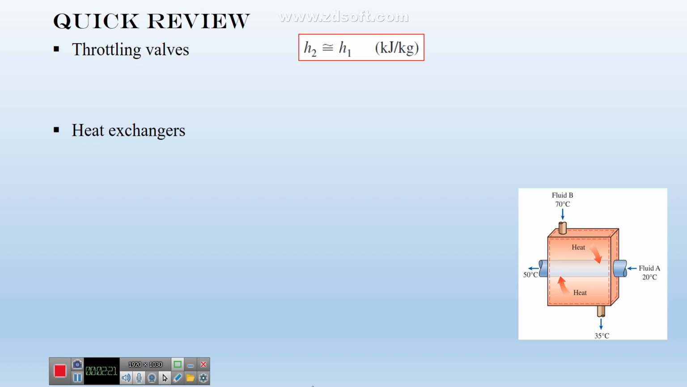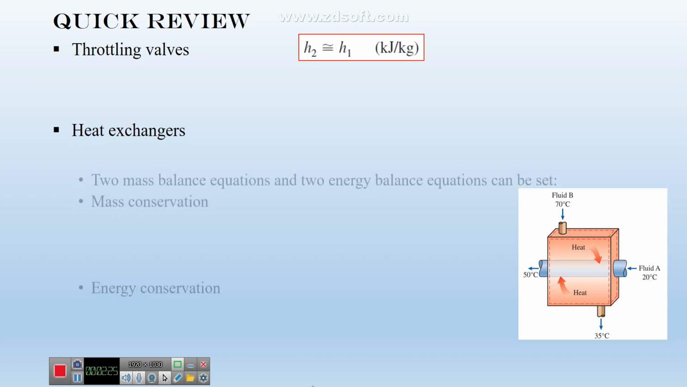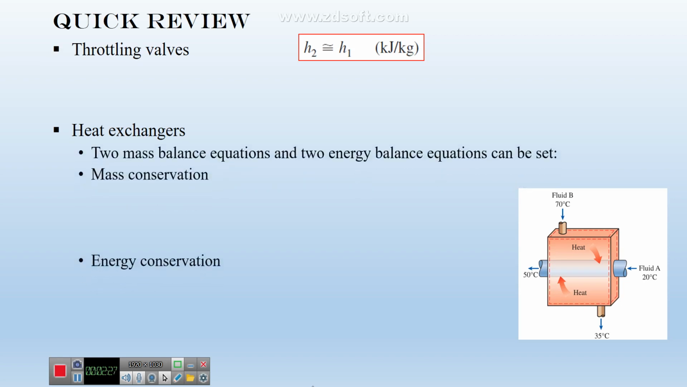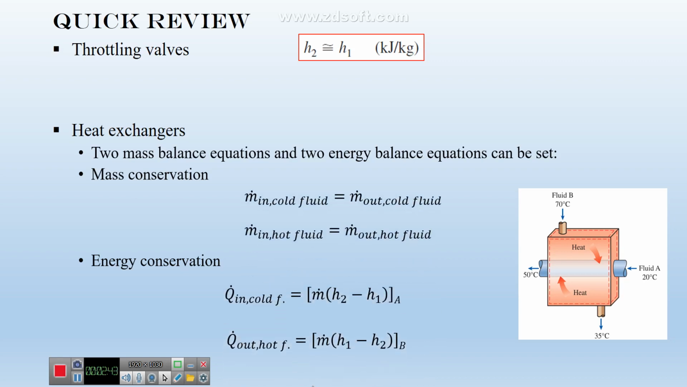For the heat exchangers, if you remember, we can set two different equations for mass conservation and two equations for energy conservation. So you can set one mass conservation equation for hot fluid and one mass conservation equation for cold fluid. So you can write m dot in for the cold fluid equals to the m dot out for the cold fluid, and m dot in for the hot fluid equals to the m dot out for the hot fluid.